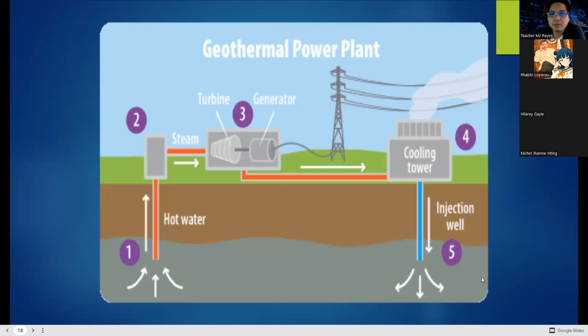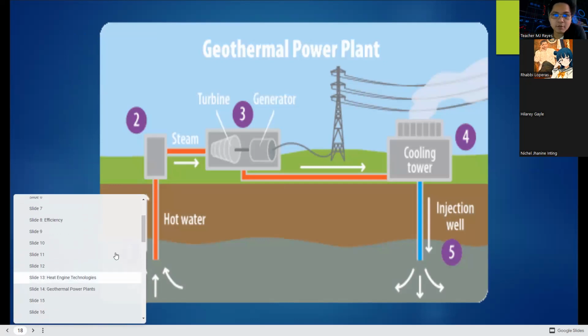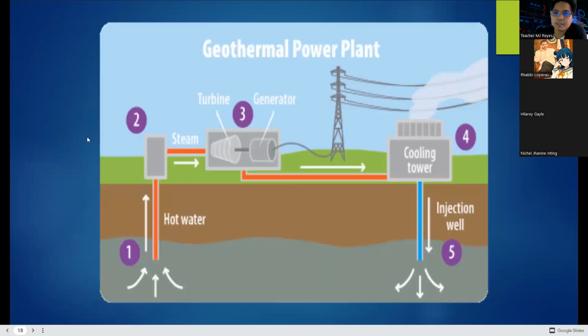Let's continue by next meeting. We are done with geothermal power plants, and hopefully we can discuss more by next meeting. We still have a lot of things to do. We still have a lot of things to discuss. But for now, let's take geothermal power plants first. Okay. Do you have any questions so far?